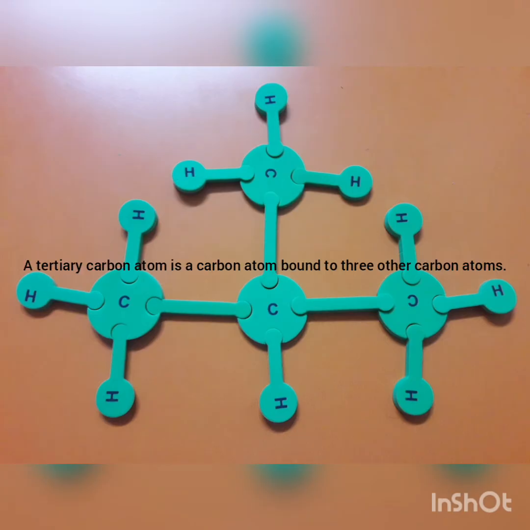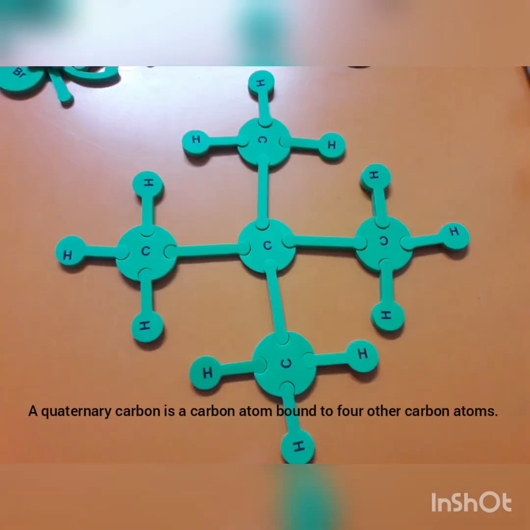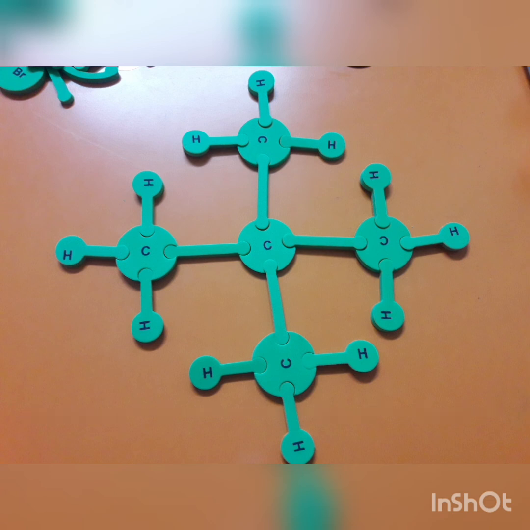And here next is a tertiary carbon. You can see that one carbon is surrounded by three different carbons. So this is a tertiary carbon. You can go back and check primary, secondary and tertiary again. This is a quaternary carbon. The middle carbon is a quaternary carbon since it is attached to four different carbon atoms. So we learned about primary, secondary, tertiary and quaternary carbon.